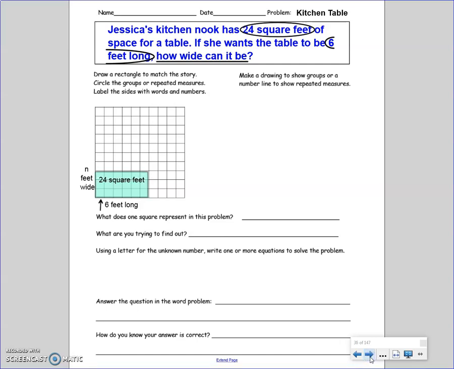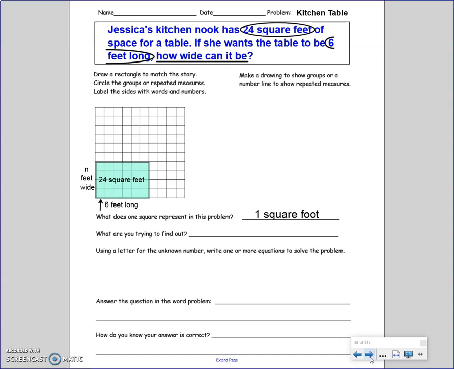If it were 3 feet wide, 6 times 3 is 18, and again, 18 square feet still isn't 24 square feet, so 3 feet wide isn't wide enough. But if it were 4 feet wide, 4 times 6 is 24. So 4 feet wide is exactly the right width for this table. Now we can draw our picture. I'm going to draw a rectangle.